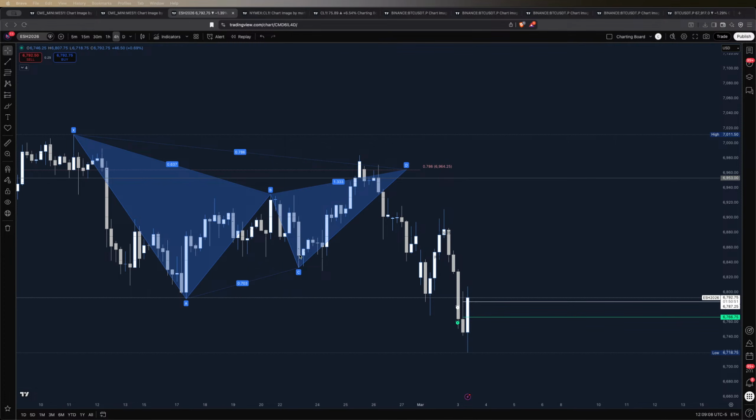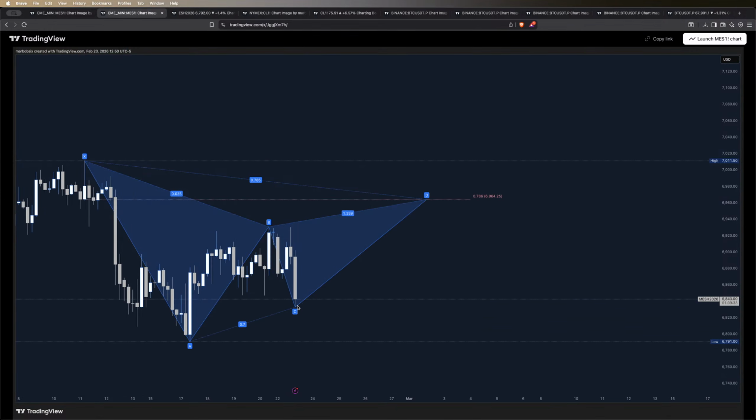You guys know we were looking at a CD projection in this manner. We're looking for this upward move from the lows on the C leg of the move with a projection into the D point, the PRZ, the potential reversal zone, at the 0.786 for a rejection at 69.64 in terms of price.